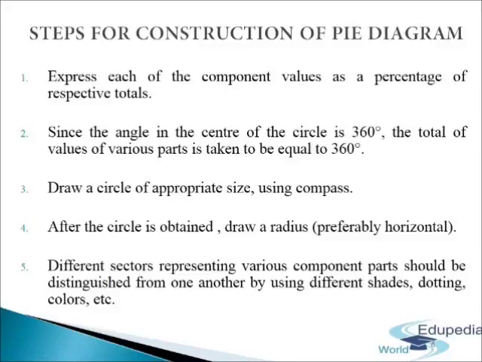For this, take a radius as a baseline to draw the angles. After first component is drawn, the new line will become base for second component. This procedure should be repeated till angular presentation of all component is done. And the last step, different sectors representing various component parts should be distinguished from one another by using different shades, dotting, colors, etc.